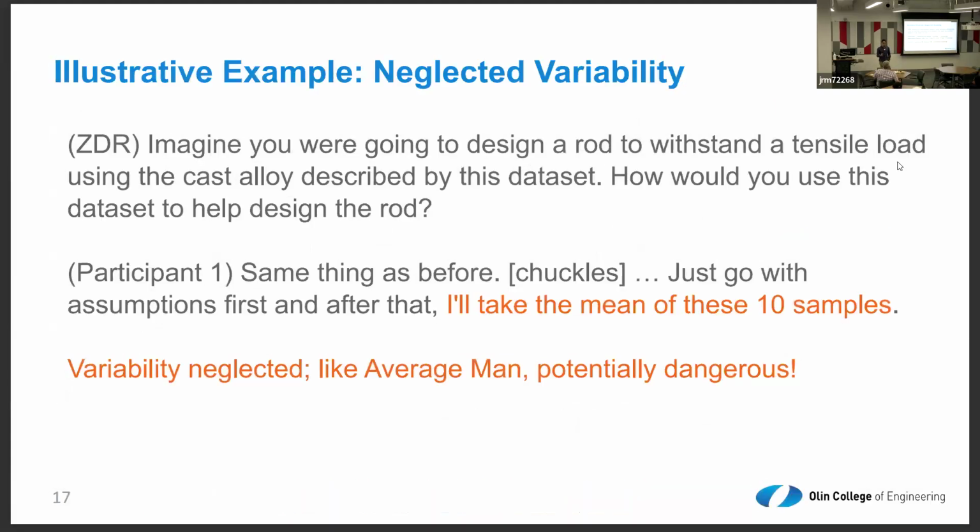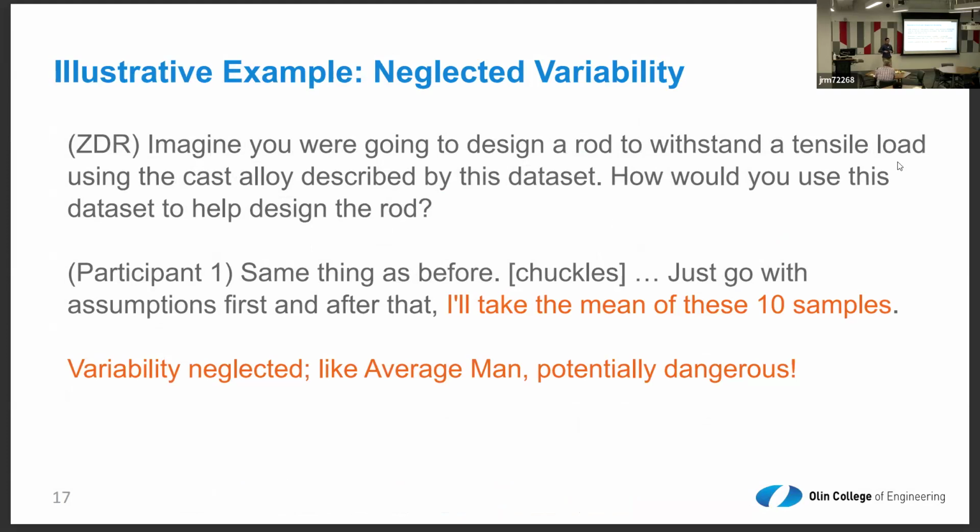So here's some examples coming from our interviews that illustrate these different points along the taxonomy. Here you could see reading the initial prompt to this participant. I'm asking him, okay, you're going to design a rod to withstand a particular load using this data set. How would you use the data set to help design the rod? And this participant did the same thing that he was doing throughout this entire interview. He kind of laughed and he said, I'm going to go with some assumptions and then I'm going to take the mean of these 10 samples.